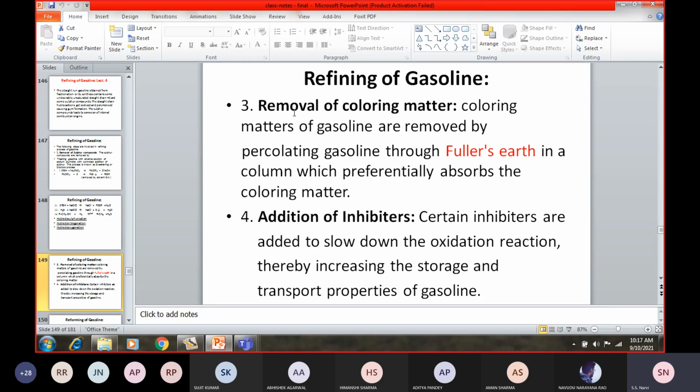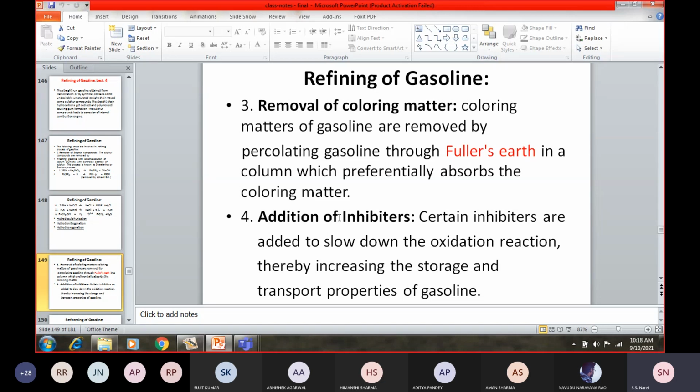Then the third operation is removal of coloring matter. Whatever coloring matter is there in the gasoline, mostly it is because of nitrogen, so you have already removed it. But still, if some coloring matter is there, then that can be removed by passing the oil or gasoline through the Fuller's earth column, where all the coloring material will be absorbed.